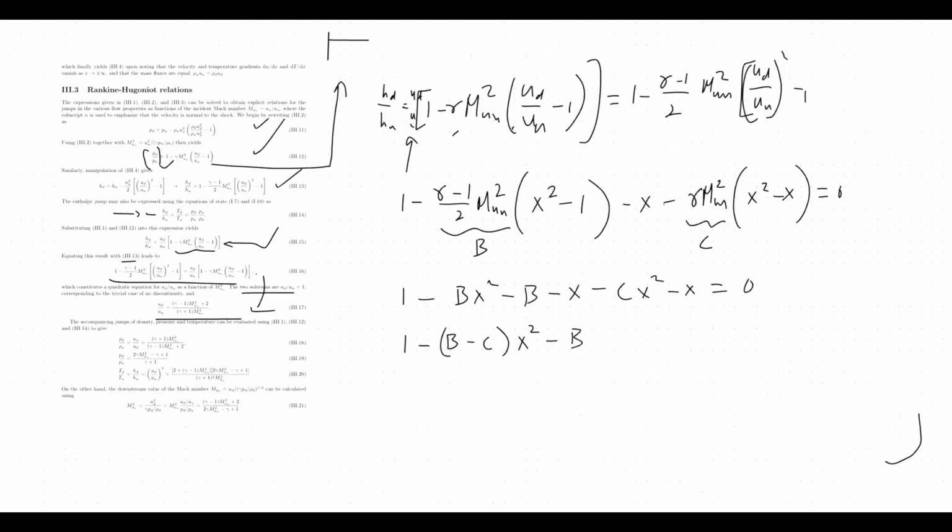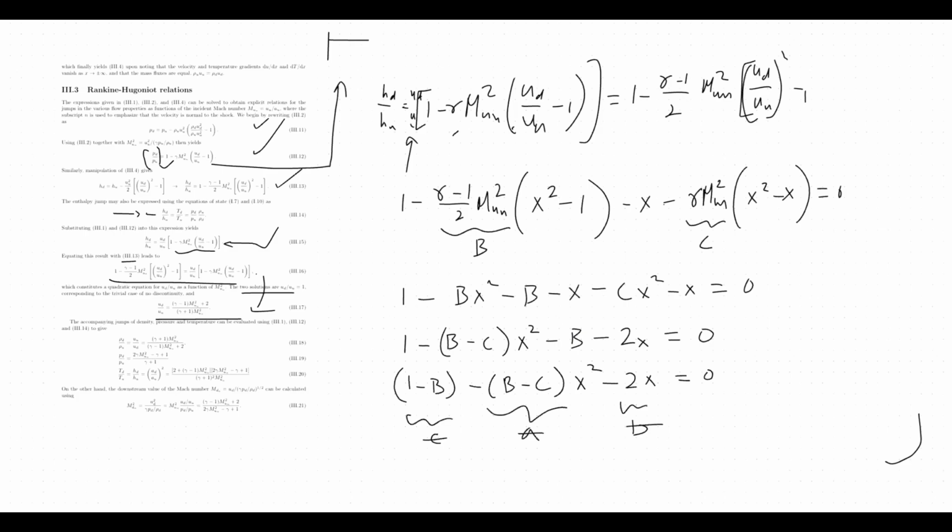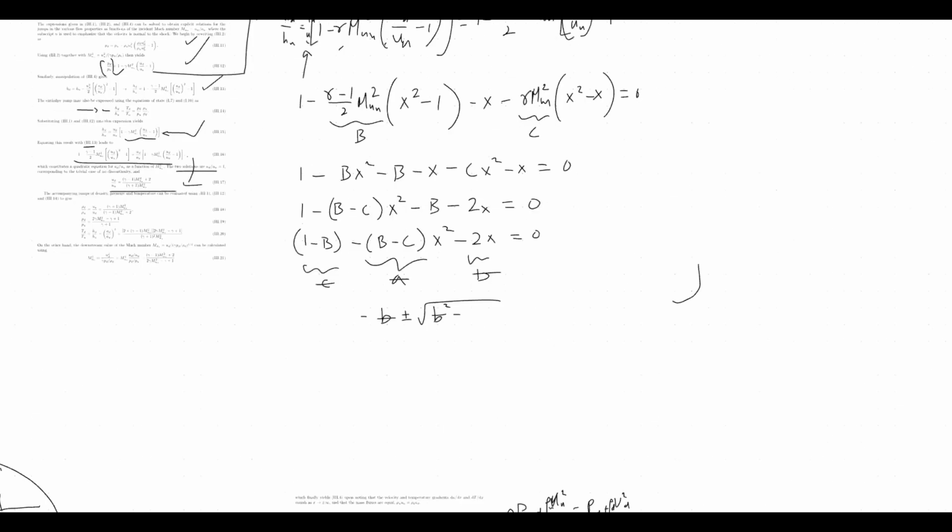Okay. So 1 minus b, and then minus b minus c, x squared minus 2x equals 0. So we can now do a, b, c, and then we'll just do a delta on there. And then that would be b delta plus or minus square root of b delta squared minus 4ac, divided by 2a, which is then going to be 2 plus or minus square root of 4 minus 4.